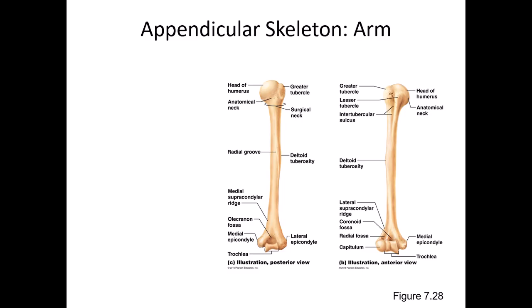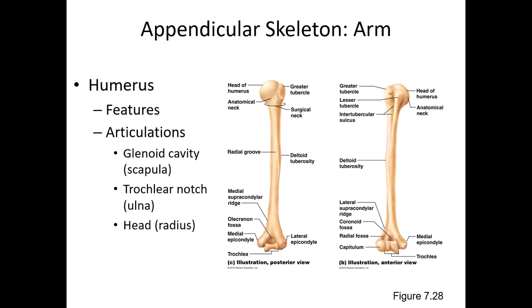So you have the arm, which makes up the portion of your upper extremity between the shoulder and the elbow. It contains a single bone called the humerus. You identified many of these important features in lab: the head of the humerus, the greater and lesser tubercles, the medial epicondyle at the distal end, the capitulum and trochlea at the distal end, and then also at the distal end, the olecranon fossa, the big indentation on the posterior side.